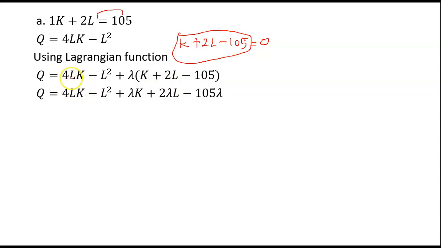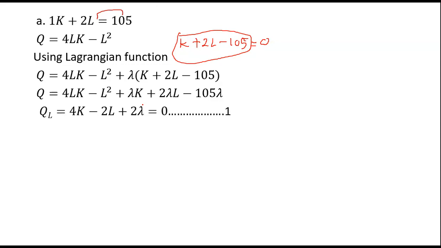So when you simplify this, you're going to have 4LK minus L squared plus, now lambda times K gives you lambda K, isn't it? Lambda times 2L gives you 2 lambda L, or lambda 2L. Then lambda times negative 105 gives you negative 105 lambda. So we've simplified it. Now the next thing you are going to do is to take the first order partials. You take the first order partial derivative of each of them and you set them equal to 0.